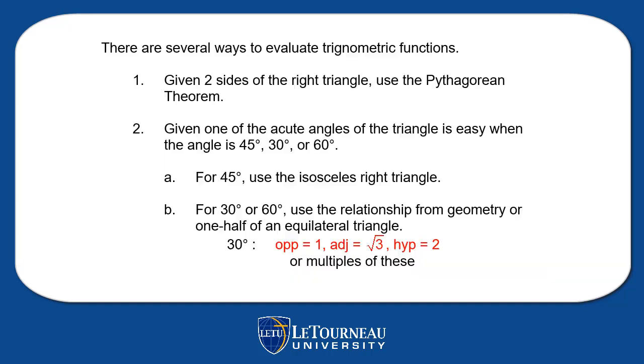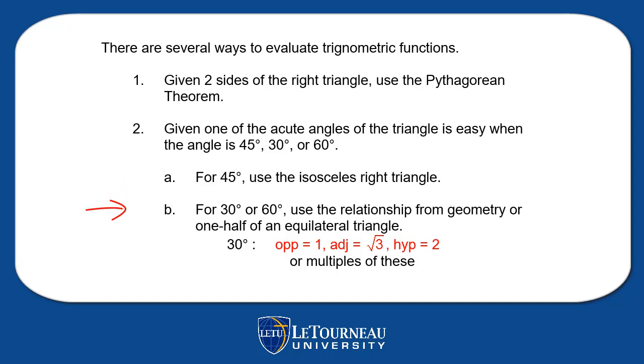Recall the domain. Right, now again, we've looked at the first one. We've looked at the first piece of the second one, and that is, what if we have an isosceles right triangle? Now, for a 30, 60, or 60, use your relationship from geometry.